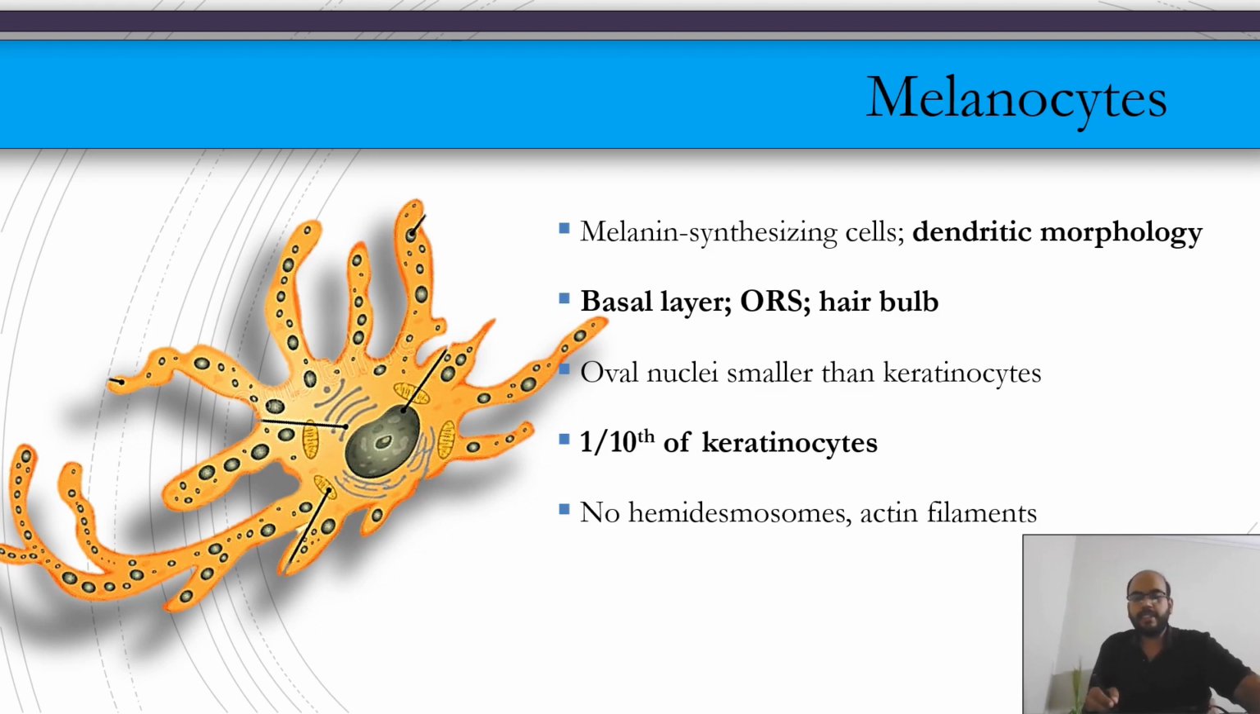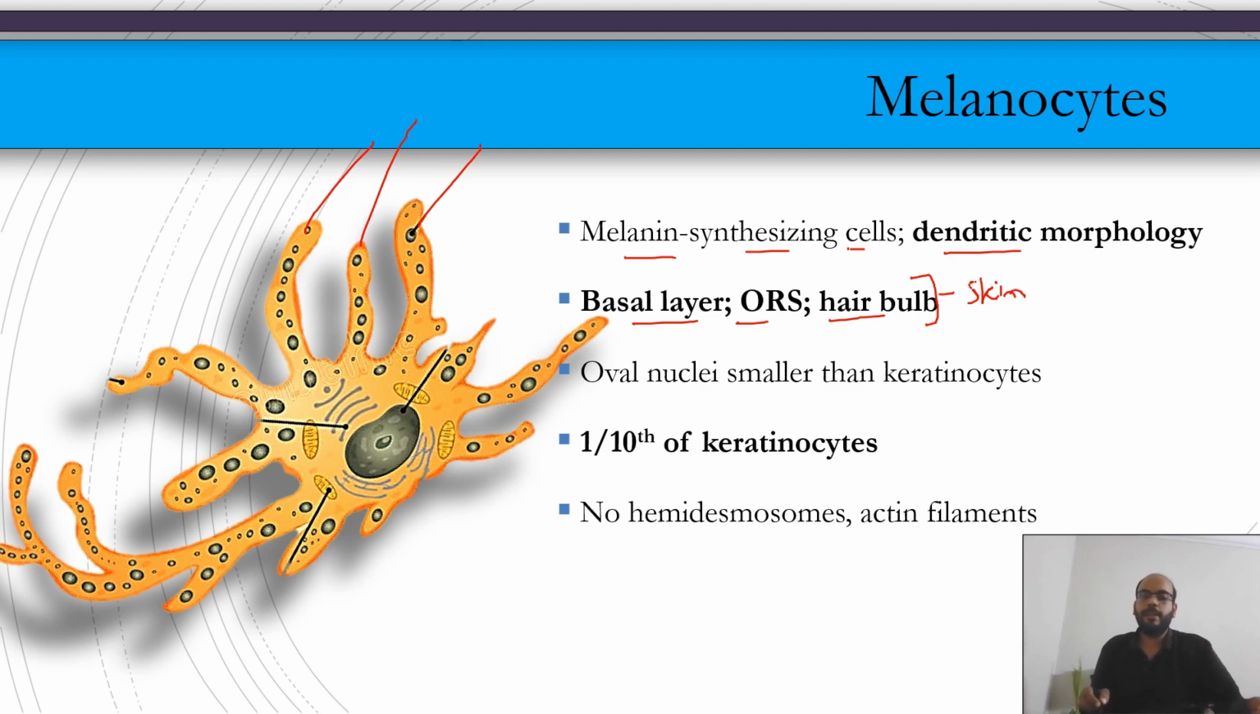So let's discuss a bit about melanocytes, the key player of melanogenesis, the cell responsible to create melanin. So these are melanin synthesizing cells, and they have a dendritic morphology. So you can see here a lot of dendrites, thin extensions of the cell cytoplasm. Now they are present at the basal layer along with the basal keratinocytes. They are also present at the outer root sheath of the hair and the hair bulb. So these are the places inside the skin where they are present.